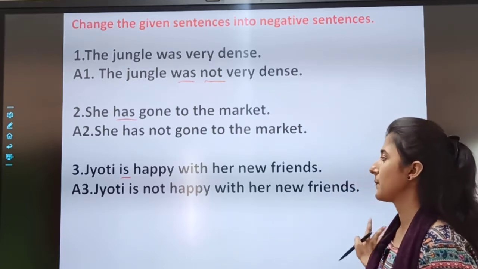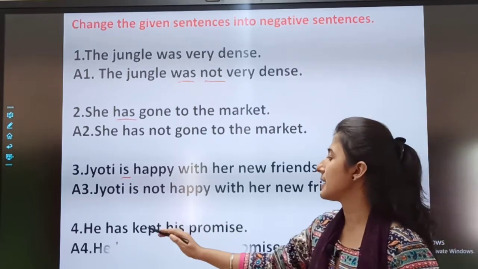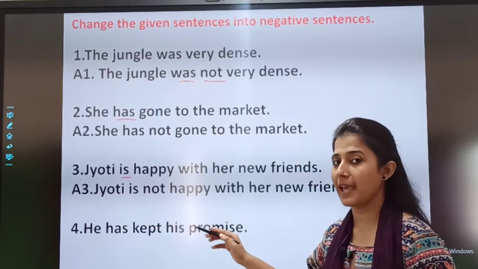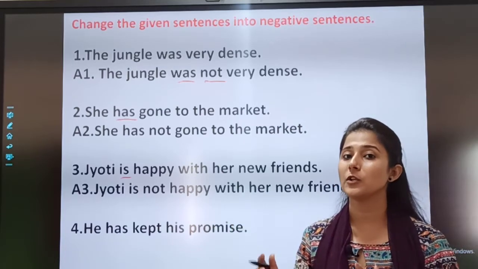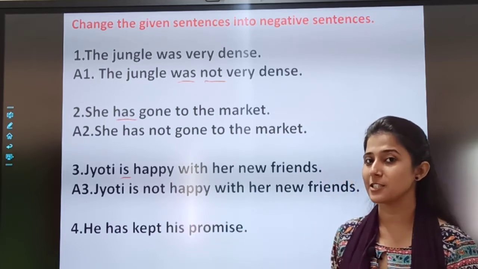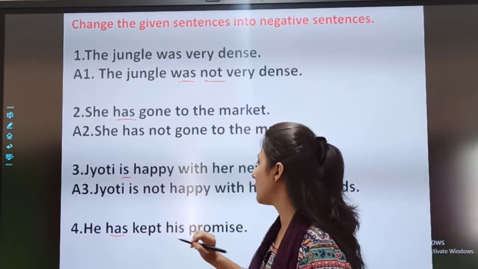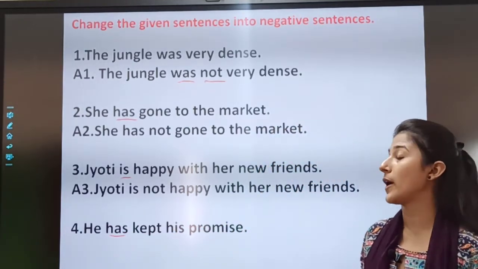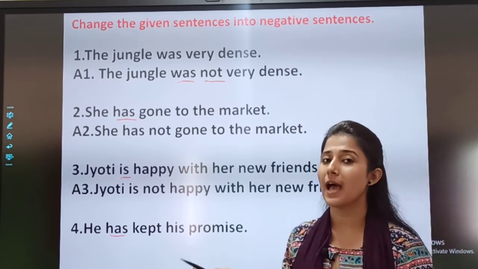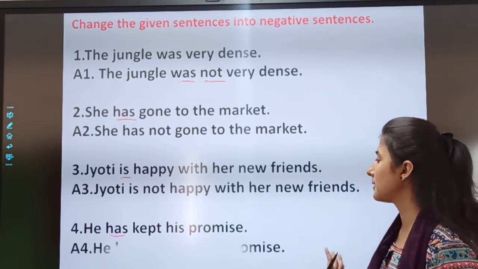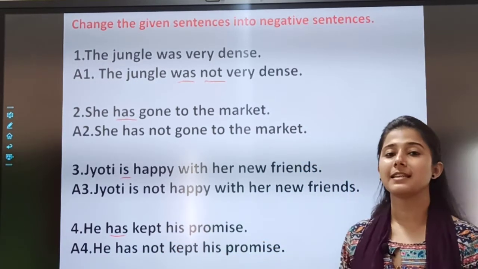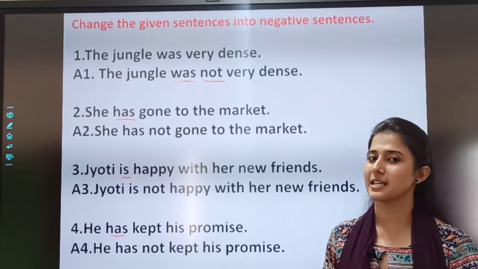Then, he has kept his promise. He has kept his promise. Now, how will you change it into a negative sentence? Has is our verb, right? You all know. Has is our verb. So, now, where will you put not? Tell me. Yes, after the verb has. So, what will be our answer? He has not kept his promise.